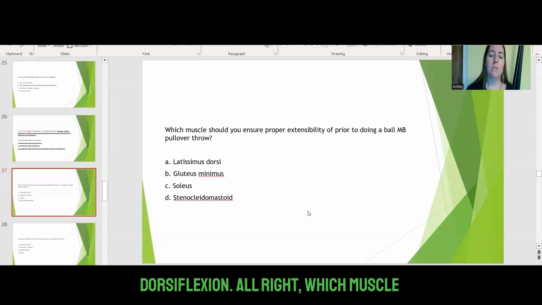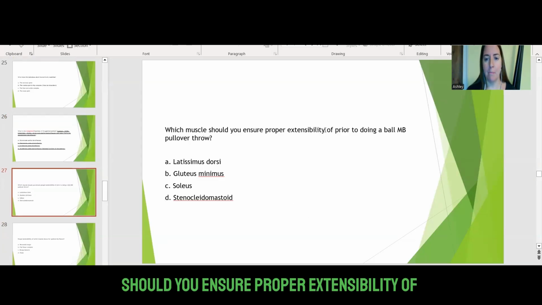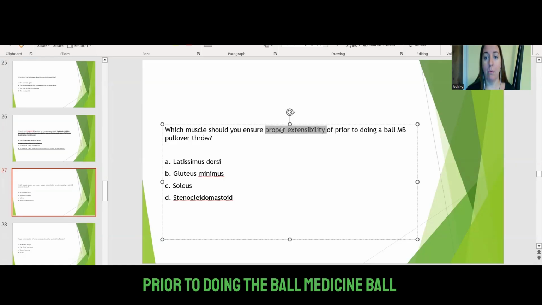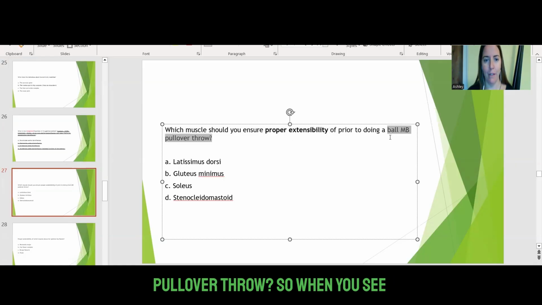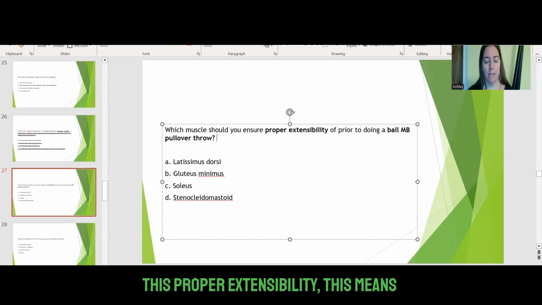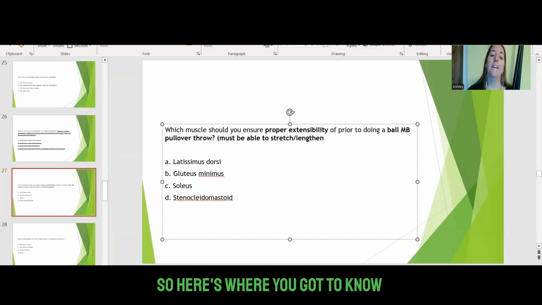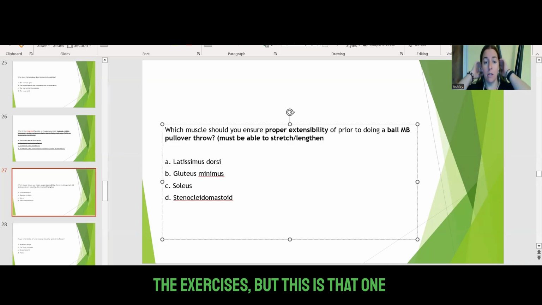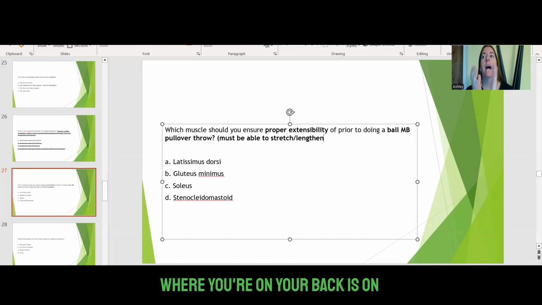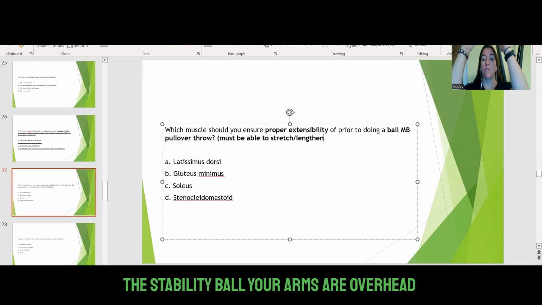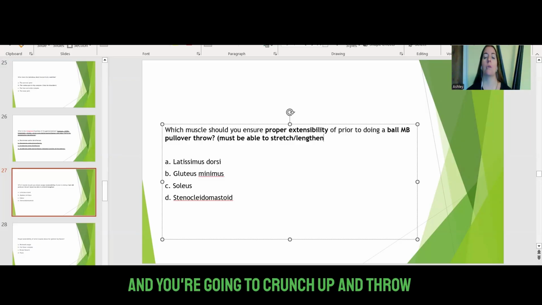All right. Which muscle should you ensure proper extensibility of prior to doing a medicine ball pullover throw? So when you see this, proper extensibility, this means must be able to stretch, lengthen, okay? And a medicine ball pullover throw. So here's where you got to know the exercises. But this is that one where your back is on the stability ball, your arms are overhead, and you're going to crunch up and throw the ball.